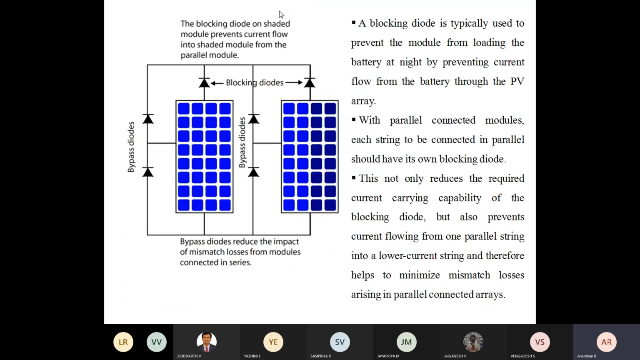For that, they will add some blocking diodes between these two. Whatever effects come here and whatever is yielded here will all be counted, and whatever bad effects there are will be blocked by these blocking diodes. That is the important thing about blocking diodes, which are available in the parallel connection of solar cells. We will see the details.